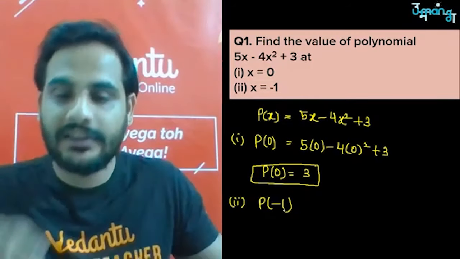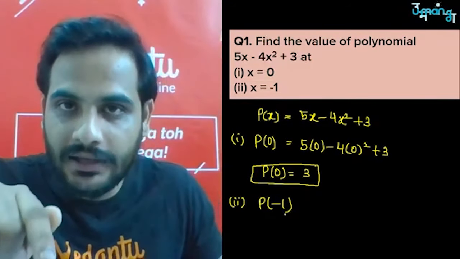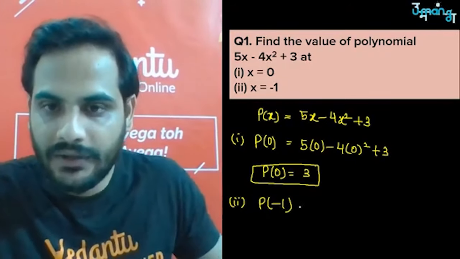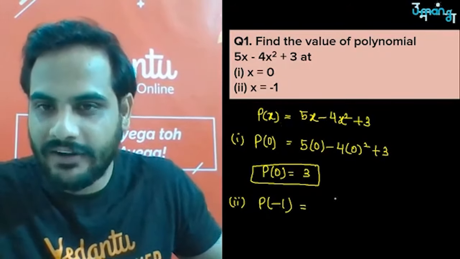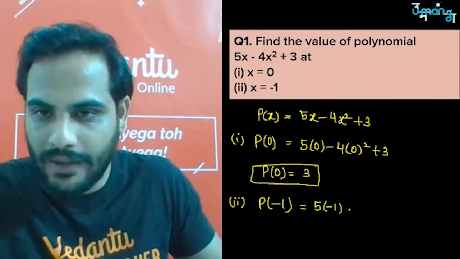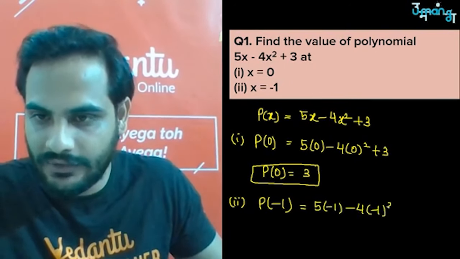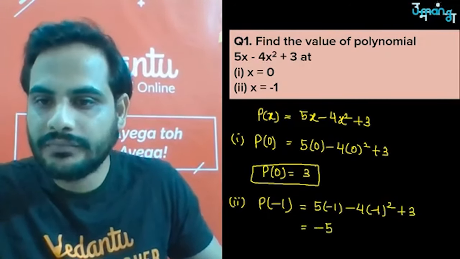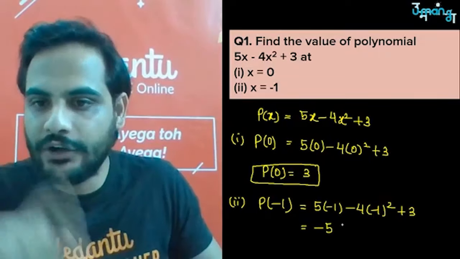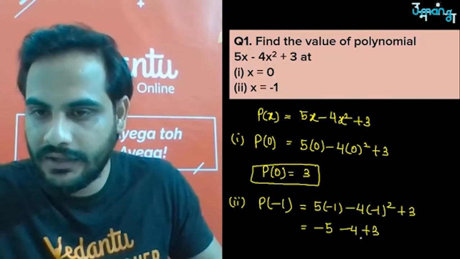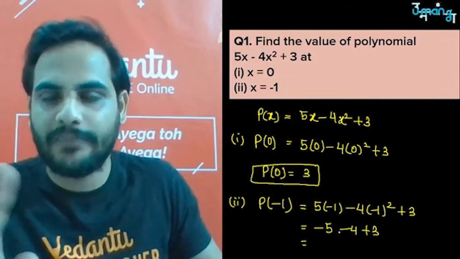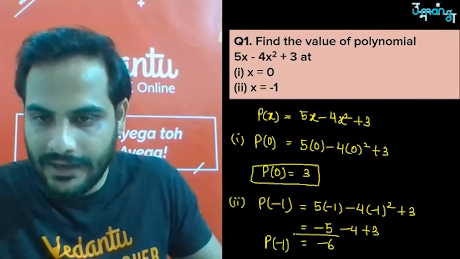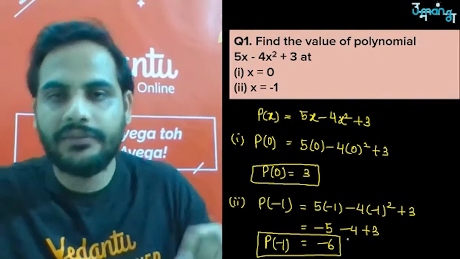Similarly, in the second case, we will be finding the value of the polynomial, and the value of the variable is minus 1. So in place of x, wherever x is present, I will write minus 1. So 5 into minus 1 minus 4 into minus 1 square plus 3. 5 into minus 1 is minus 5. Minus 1 square is 1. 1 into minus 4 is again minus 4, plus 3. So minus 5 minus 4 is minus 9, plus 3 is minus 6. So the value of this polynomial at x is equal to minus 1 is minus 6.